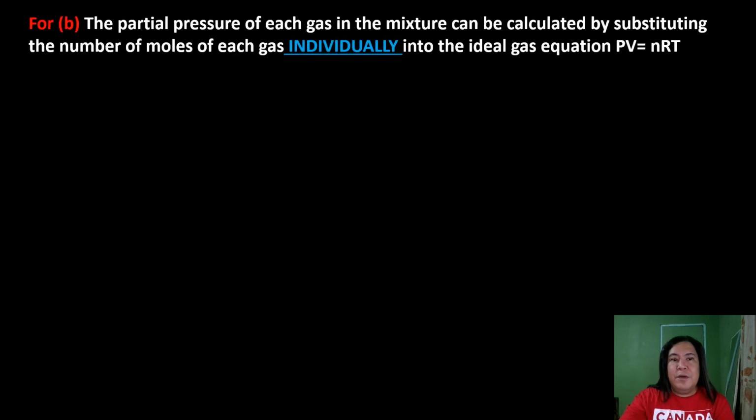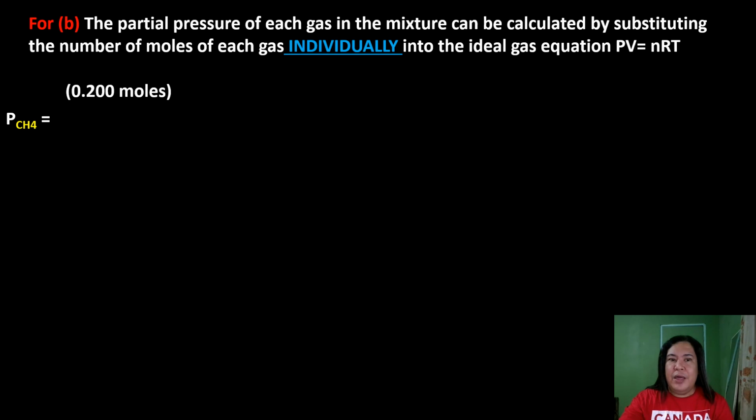And then next, for B, the partial pressure of each gas in the mixture can be calculated by substituting the number of moles of each gas individually. So, isa-isa niyong kukumputin yung tatlo into the ideal gas equation. So, you will be using the three values of moles, and then you will be computing for the partial pressure using PV is equal to nRT, or the ideal gas equation.